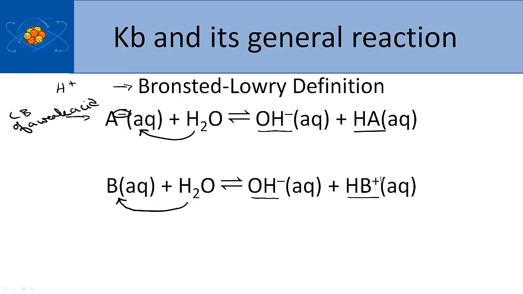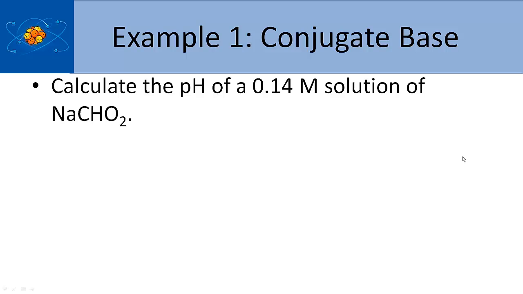So let's do an example. Let's calculate the pH of a 0.14 molar solution of NaCHO2. Now, you may not know that CHO2 is the formate ion, so how are you going to deal with this when you get it on a test? Well, first of all, one of the things you have to recognize is that because it has sodium in the formula, it's probably the conjugate base of a weak acid.